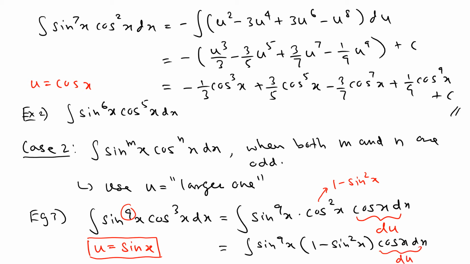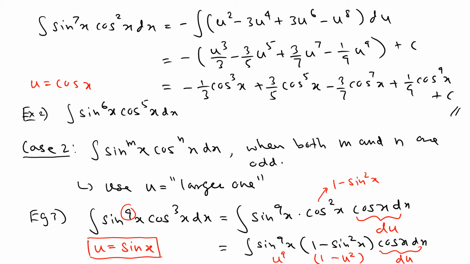And this one is simply u to the 9, and then this one is 1 minus u squared. Okay, so you can distribute. You can see this is a simple integral as we just did before. In this case, since we pick the larger one, you leave the smaller one. So the transformation from sine to cosine is not that difficult.